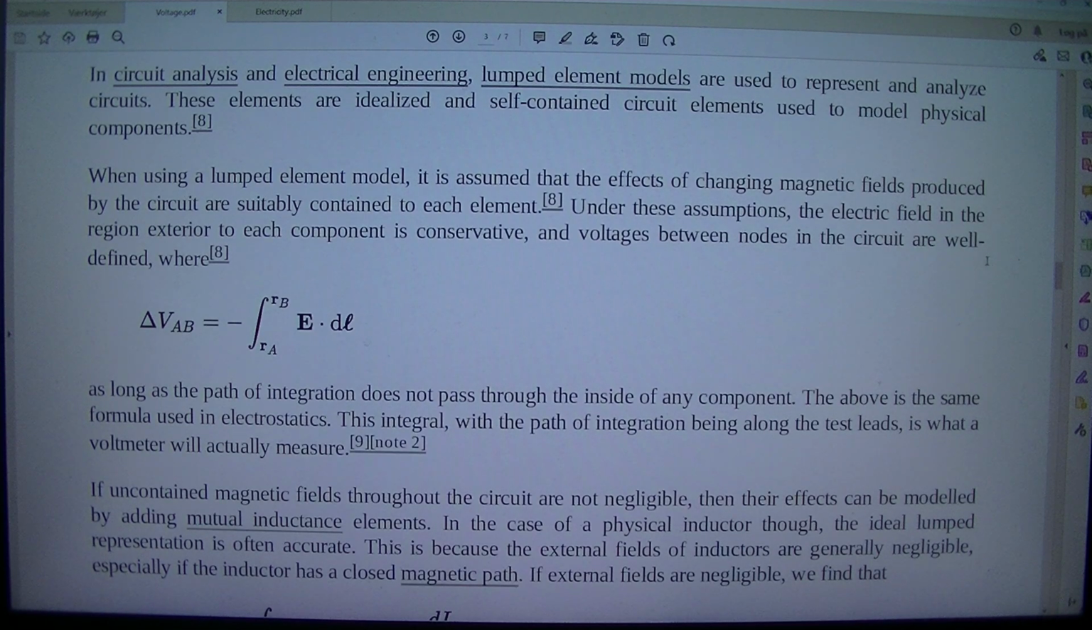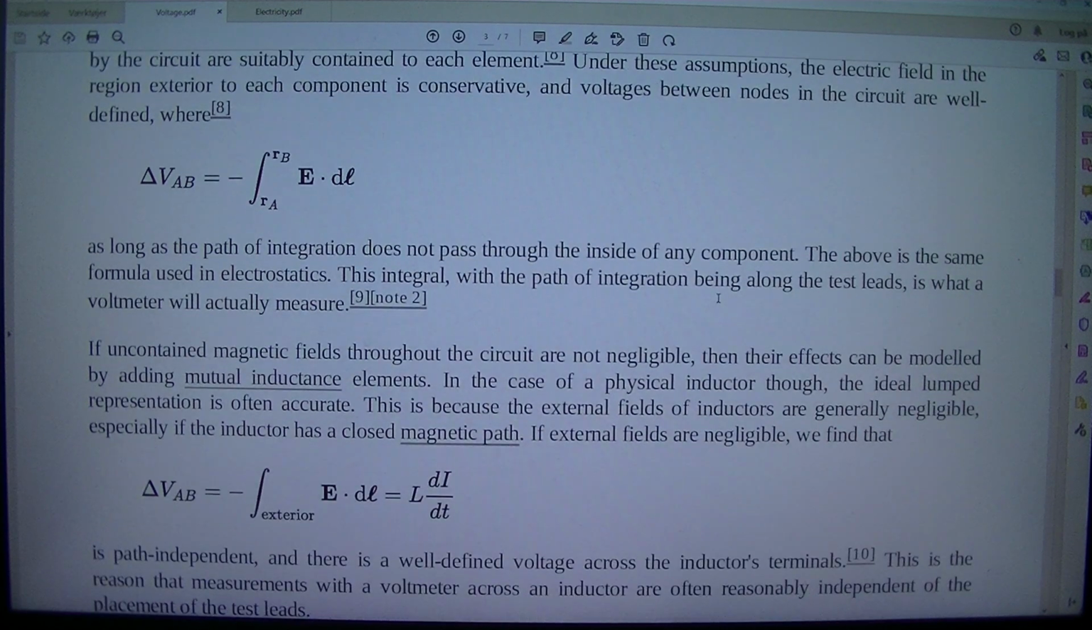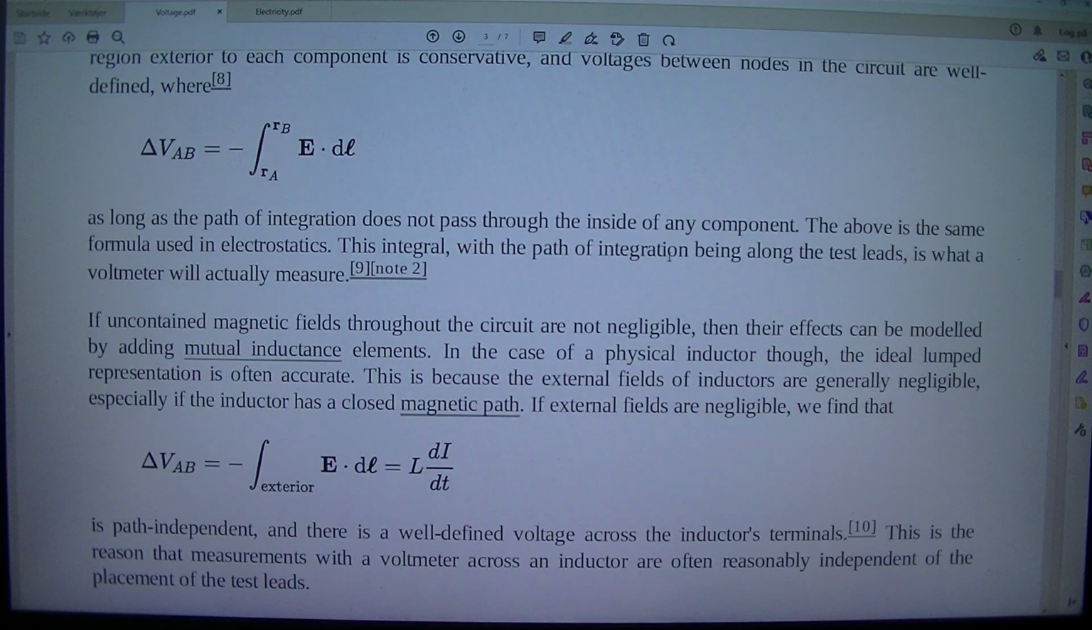Under these assumptions, the electric field exterior to each component is conservative, and voltages between nodes in the circuit are well defined, as long as the path of integration does not pass through the inside of any component. The above is the same formula used in electrostatics. This integral, with the path of integration being along the test leads, is what a voltmeter will actually measure.